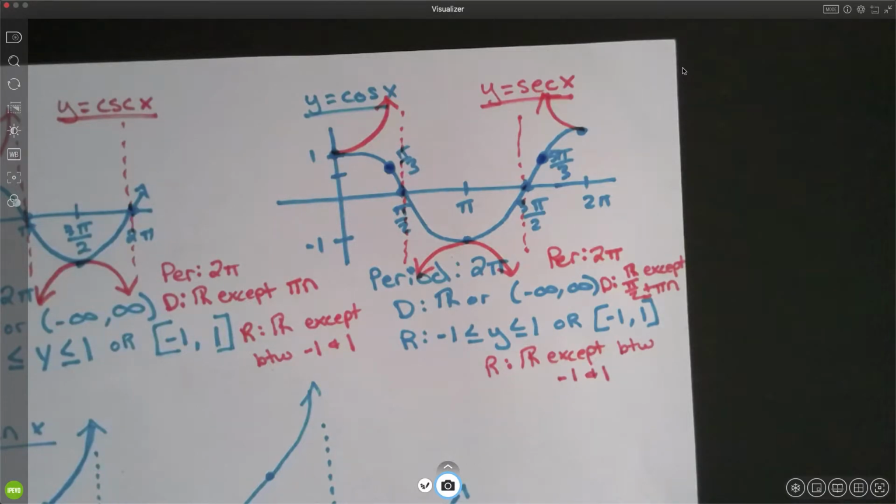Are we doing all right so far? Okay, so when they are going to ask you to graph cosecant, always graph sine first. When they ask you to graph secant, always graph cosine first. And then the rest of it is pretty easy, okay?